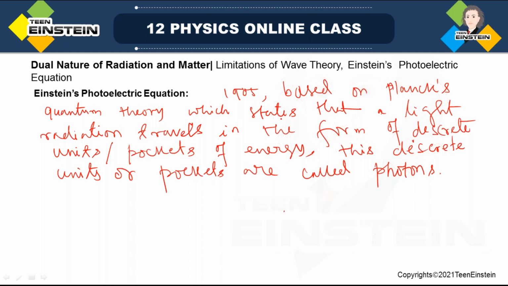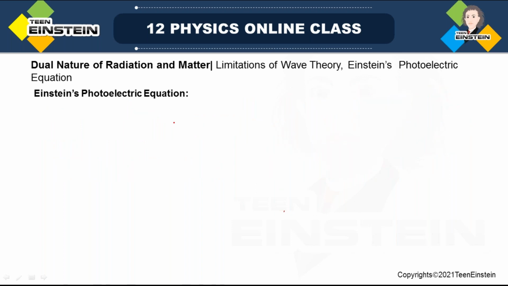So based on Planck's quantum theory, Einstein was able to explain the phenomenon of the photoelectric effect. I'll just elaborate on this. Look, what has Einstein changed? What was the change in the idea? Earlier it was wave. A wave has nature, energy, wavelength, etc.